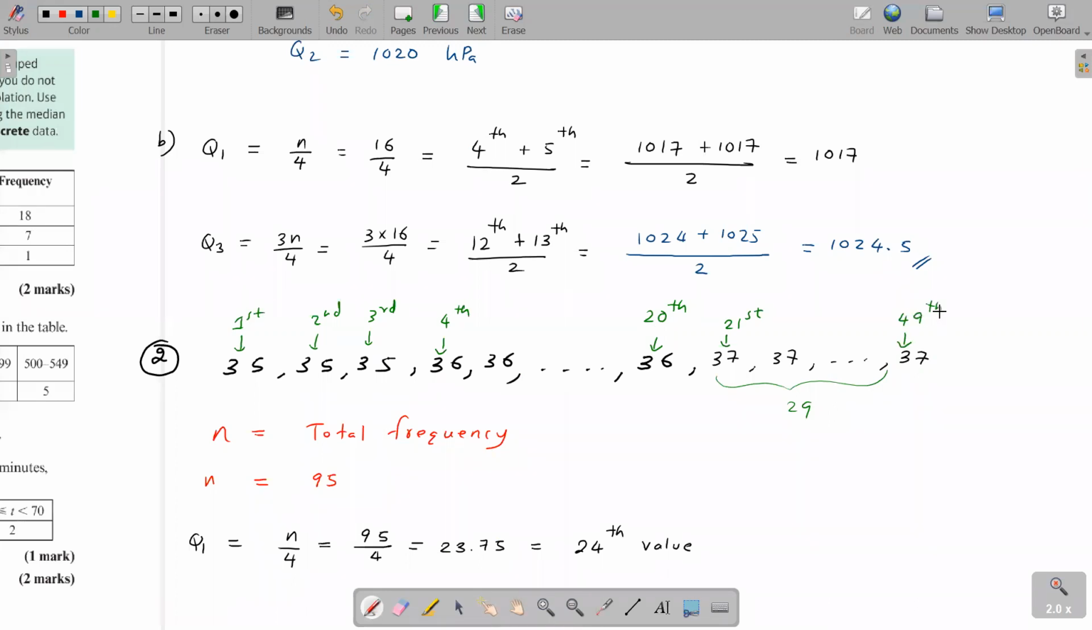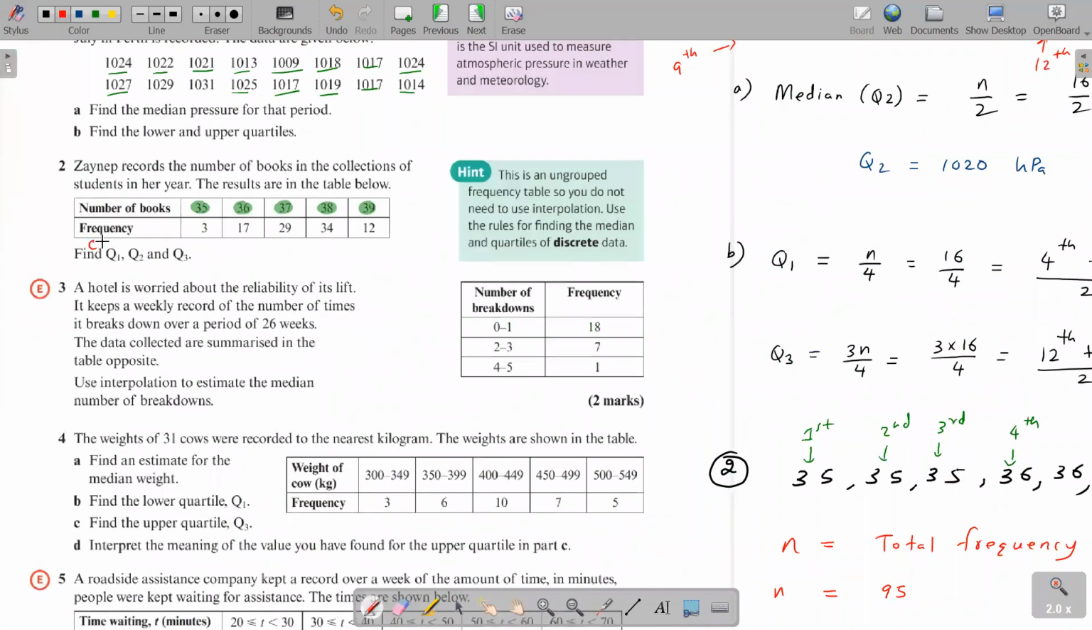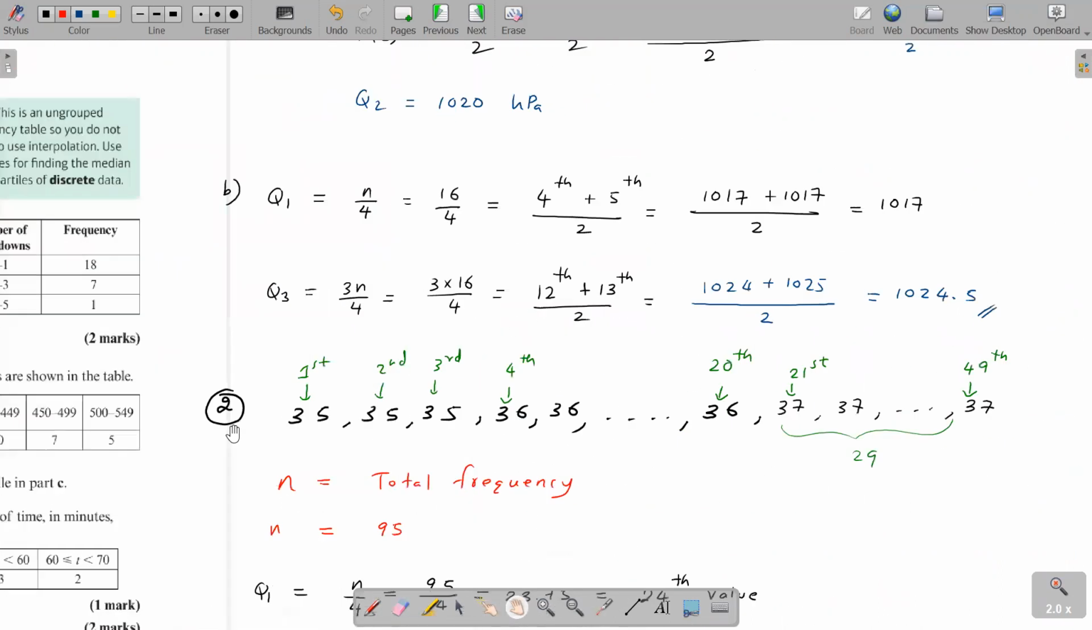So basically, you don't need to go like this. You can basically get the cumulative frequency. How does the cumulative frequency work? You add the frequencies. The first one is 3. Then the next one, 3 plus 17 is 20. The next one, 3 plus 17 plus 29, which is 49. The next one, that 49 you add with 34, which is 83. Then 83 you add with 12 and you get 95. So we can easily get the cumulative frequency. You really don't need to write this data string.